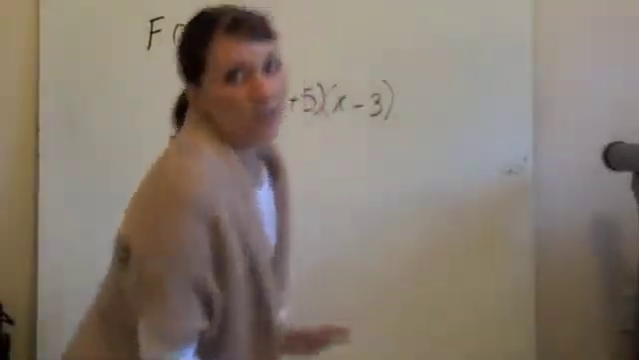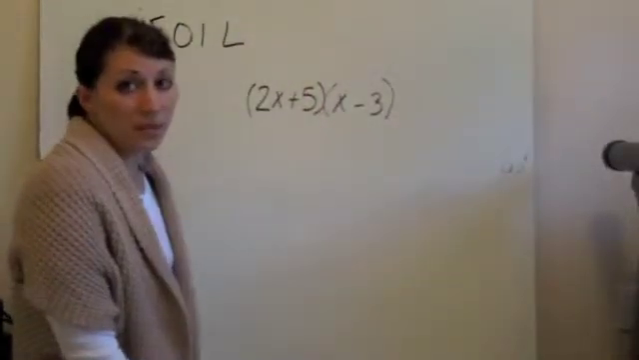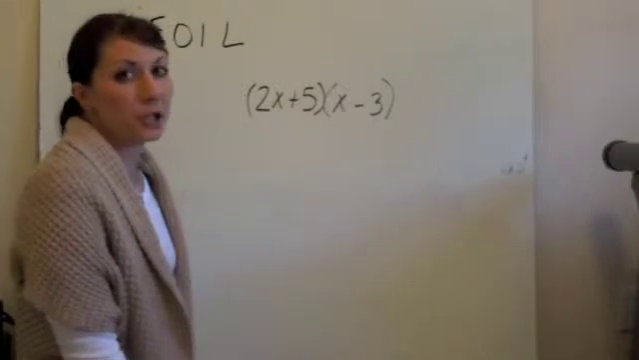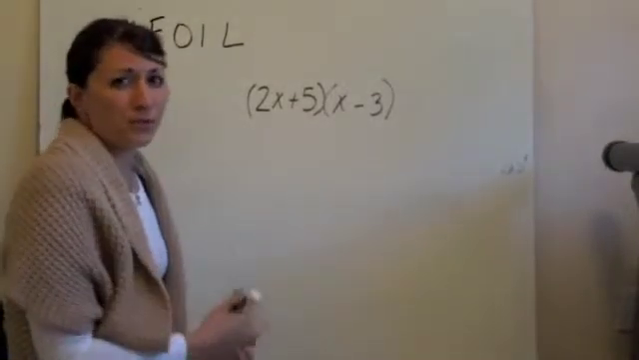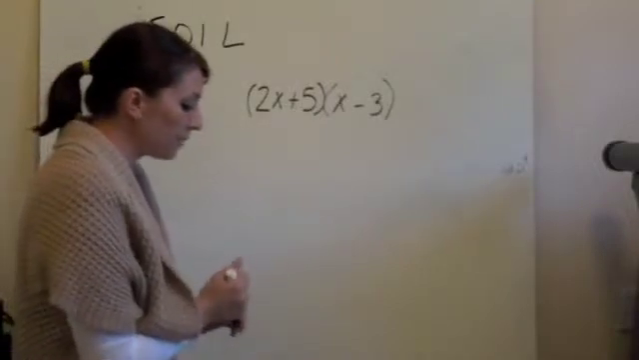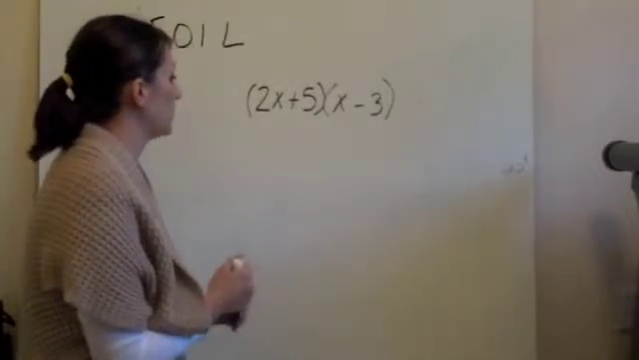So the section I'm going to cover today is 5.5 in the book, and it's basically called special products. The first thing, I mentioned it in the last video, was the FOIL method. So basically the FOIL method is what we use.